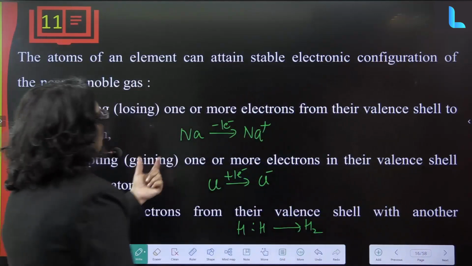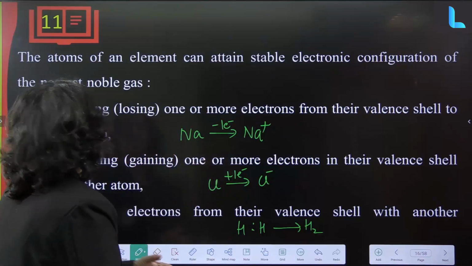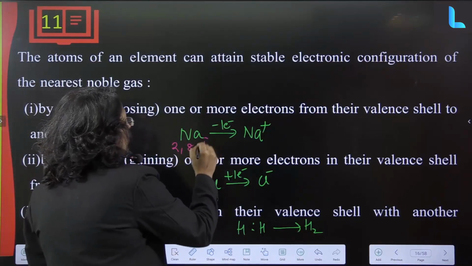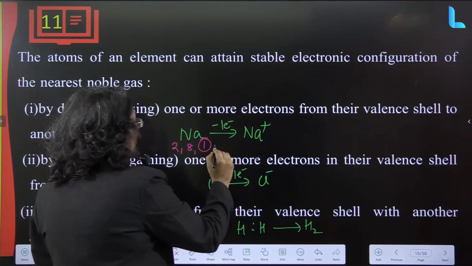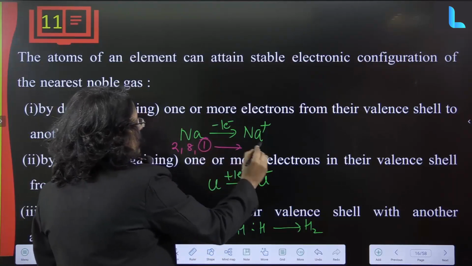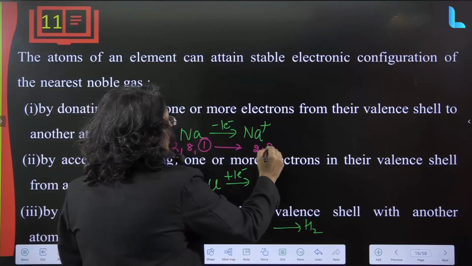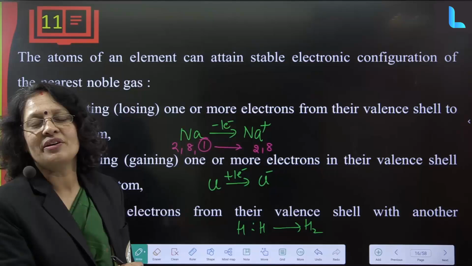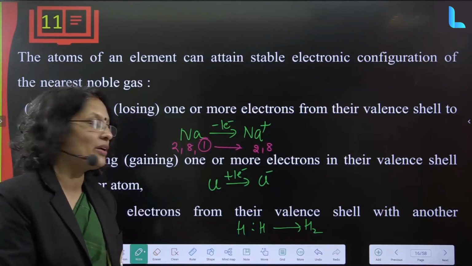Now we can see ions forming by donating one or more electrons from their valence shell to another atom. Here the outermost configuration is 2, 8, 1. So by donating this electron, you are getting 2, 8. Now this electron is lost, so the octet is completed. When the octet is completed, it is a stable configuration.